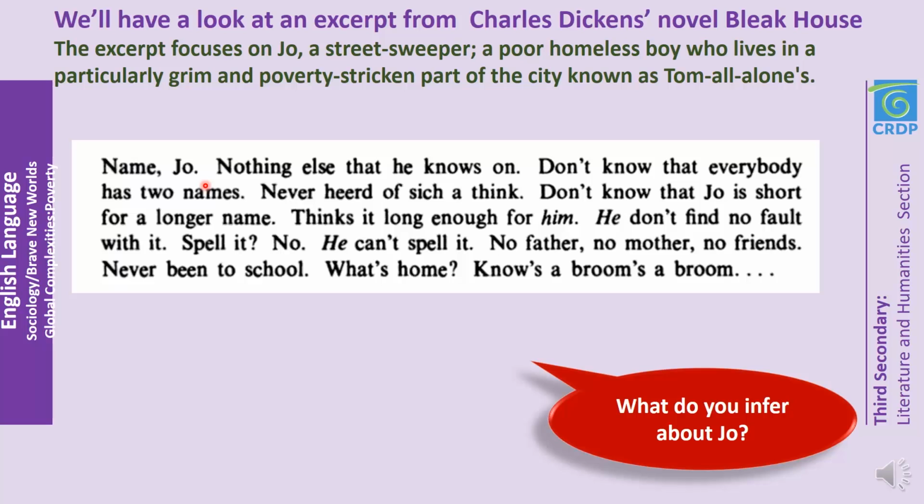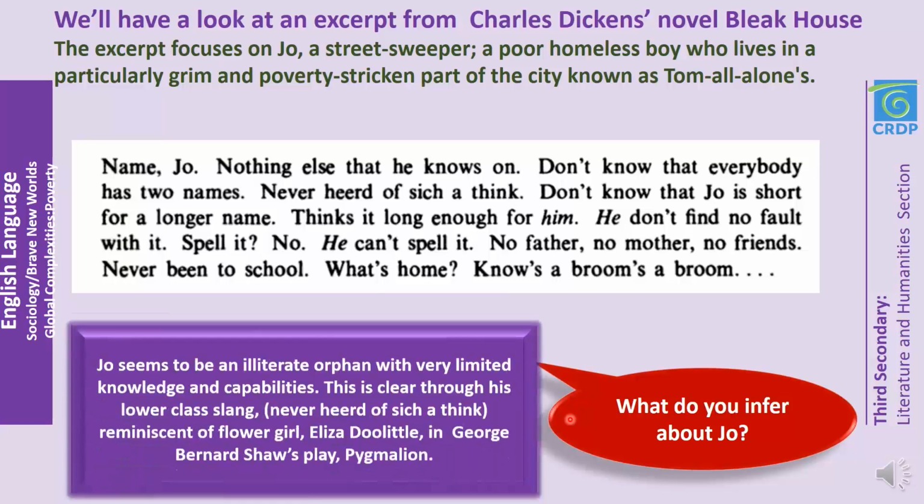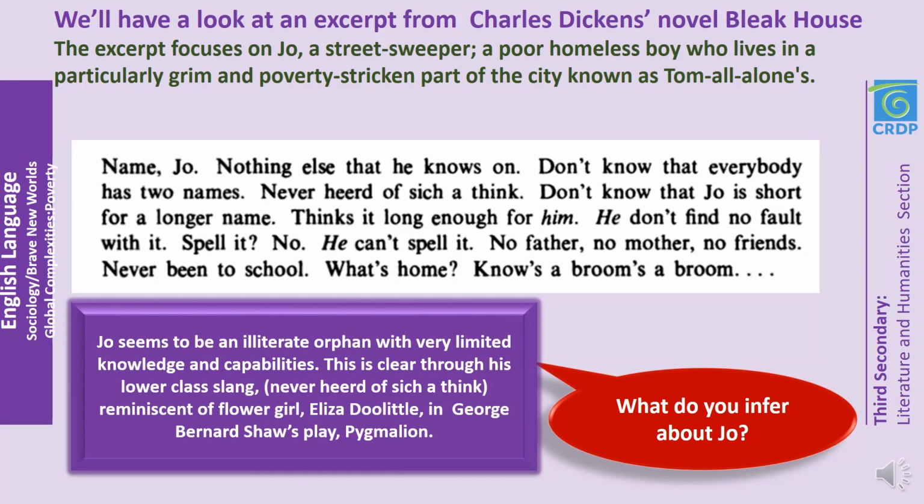Name Joe. Nothing else that he knows on. Don't know that everybody has two names. Never heard of such a thing. Don't know that Joe is short for a longer name. Thinks it long enough for him. He don't find no fault with it. Spell it? No, he can't spell it. No father, no mother, no friends, never been to school. What is home?